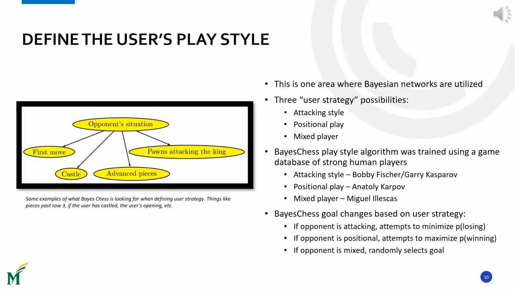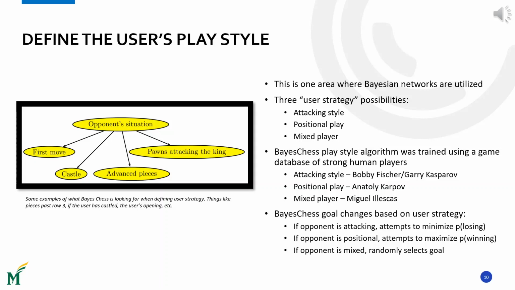The way they did this is they trained the system based on players that are considered top-tier players of all time for each type of play. They defined the attacking style as Bobby Fischer and Kasparov, positional play as Karpov, and a mixed play as Miguel Illescas, who is a Spanish grandmaster. They then trained the system based on thousands of games played by these grandmasters, and then the system will then change its style based on what it thinks the user is doing.